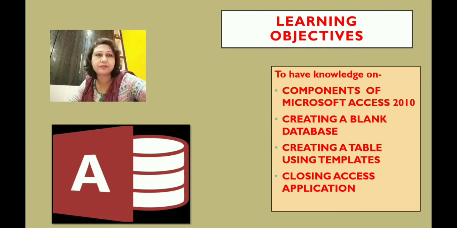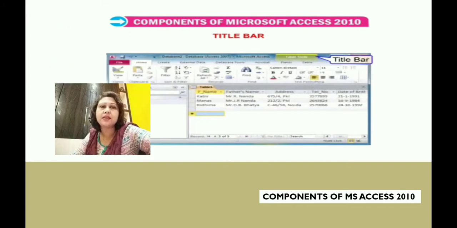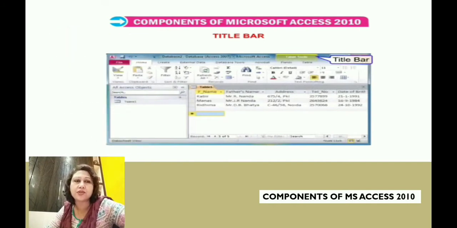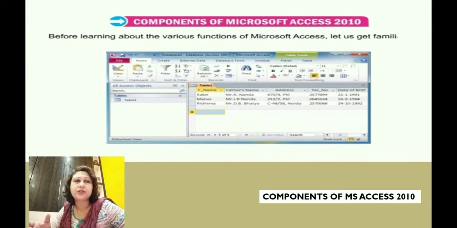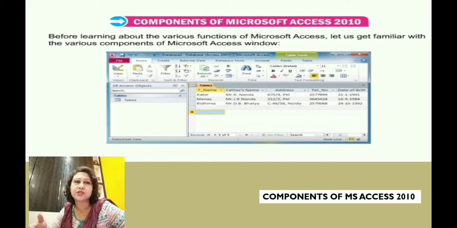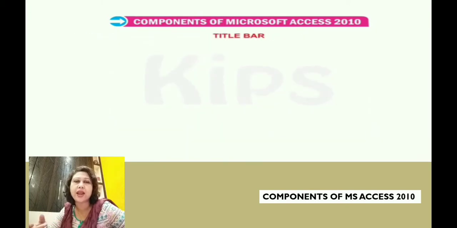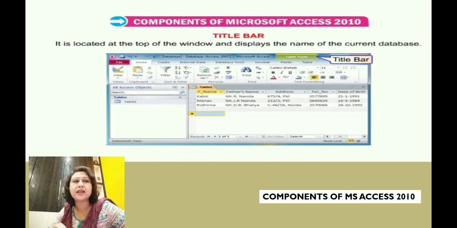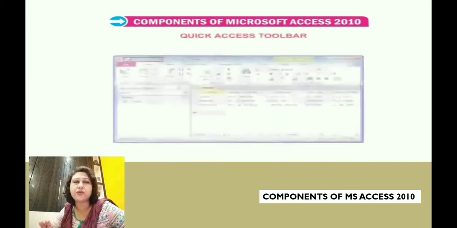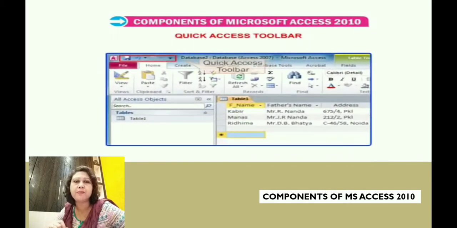So let's start. Our first topic is the different components of Microsoft Access 2010. Before learning about the various functions of Microsoft Access, let us get familiar with the various components of the Microsoft Access window. Here you can see on the screen the Microsoft Access window. The first bar, we call it the title bar, is located on top of the window and it displays the name of the current database. When you save the database, the name will be displayed in the title bar.